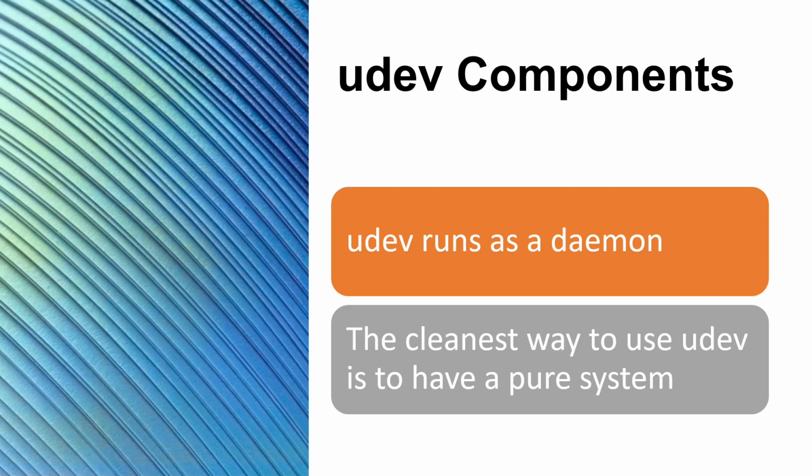The cleanest way to use udev is to have a pure system. The /dev directory is empty upon the initial kernel boot, and then is populated with device nodes as they are needed. When used this way, one must boot using an initial RAM FS image, which may contain a set of preliminary device nodes as well as the udev infrastructure.